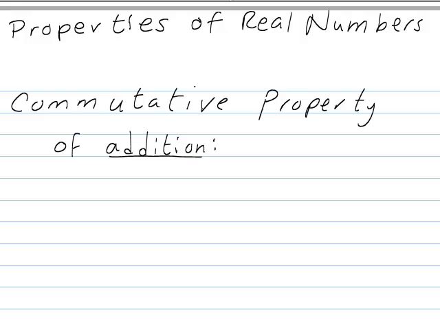Properties of real numbers. We start with the commutative property of addition. And this property says that A plus B equals B plus A. This is true of any addition problem.